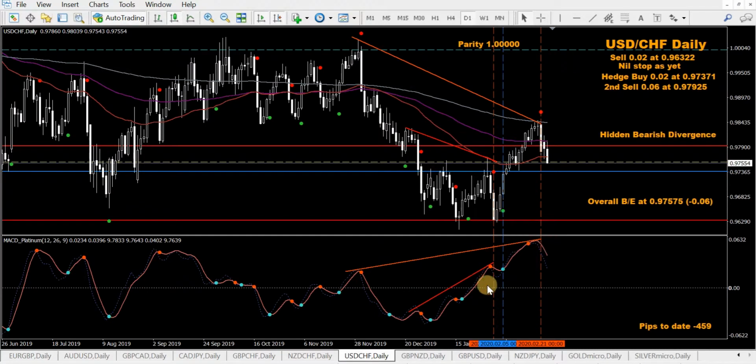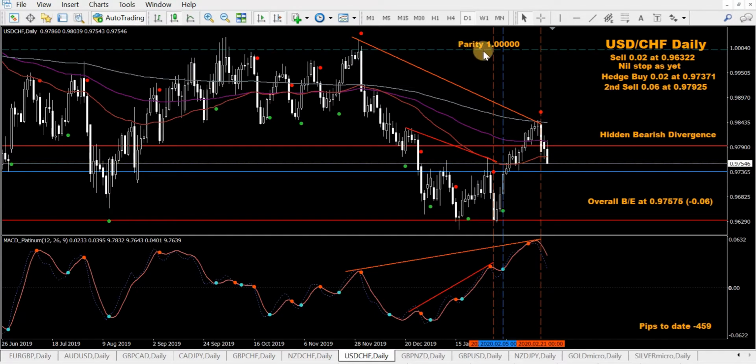MACD Platinum still a long way above the zero level, so I'll stay in this, even though it's at break-even now. This is turning down. I want this to continue heading down, and I'll try and get rid of, say, that trade, and a partial close on that trade and make some more pips.